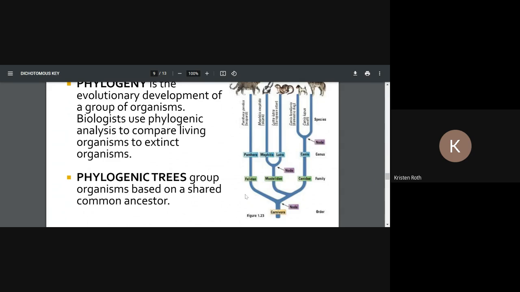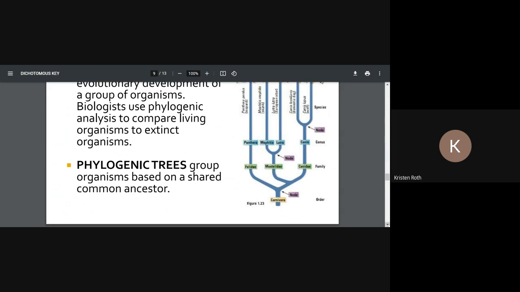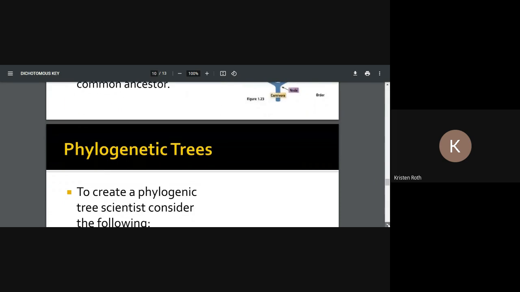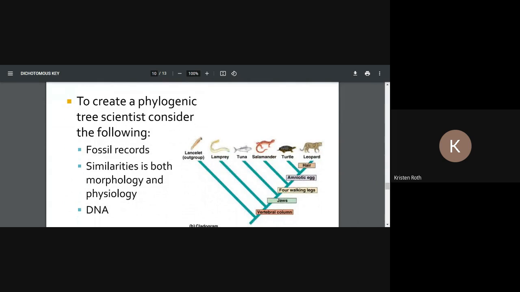So we have the appendix because we evolved from apes, and we used to eat a lot of grass and bark, and that's what the appendix used to help us digest. Now we don't need the appendix anymore, and so on. Phylogenetic trees group organisms based on a shared common ancestor, so based on our past. That's not always the case, okay? But to create a phylogenetic tree, scientists consider the following. They look at fossil records, similarities in both morphology and physiology, which is more what we do now because we can look at morphology and physiology. Most of us can't look at the fossil records.